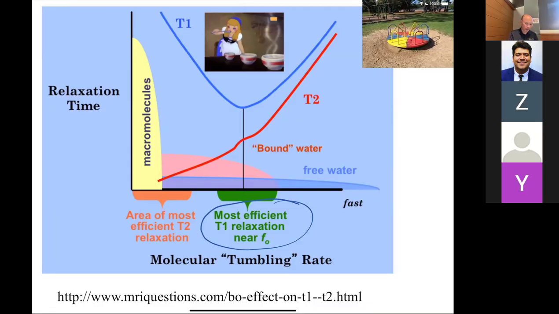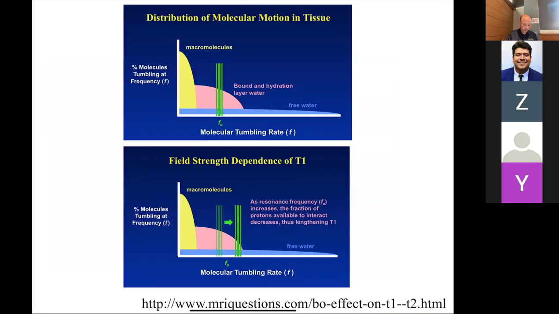Okay, so that's the T1 curve. It's got this shape here, with a clear valley to it. One of the effects of that is, if I have a certain tumbling rate, and let's say my Larmor frequency is here, and there's a lot of water that's bound, typically bound water will have the right tumbling rate.